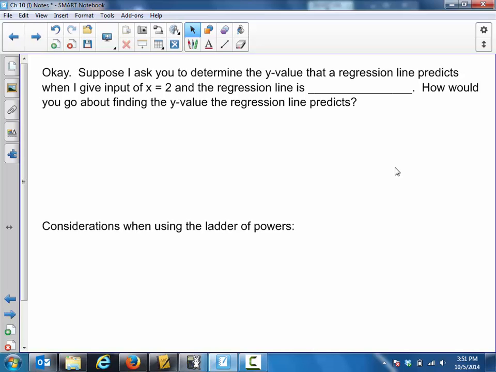So, we've talked about re-expressing and how to find your model using this ladder of powers. Suppose I ask you to determine the y value the regression line predicts when I give input of x equals 2, and the regression line is, what was I going to use here?